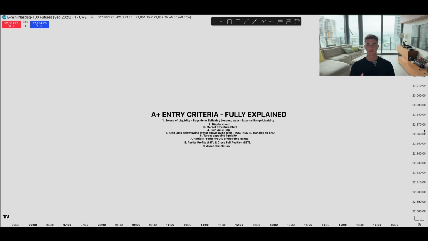Okay, so number 9 is going to be very, very important. Okay, it's going to be asset correlation. So when you're trading NQ or the indices market in general, you need to be looking at the correlating pair, which is the S&P 500, which is ES. So you should have NQ on one side of your screen and ES on the other side of your screen.